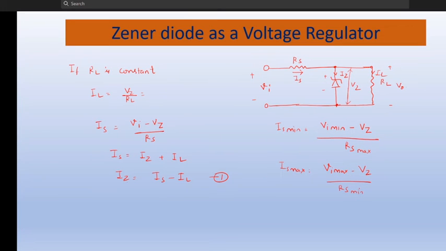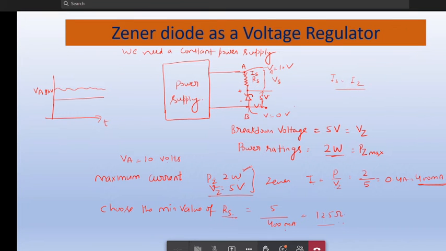I have taken one example. I have just written that if RL is constant, IL will be equal to Vz upon RL, and IS will be equal to Vi minus Vz upon Rs, if RL is constant, right? The same thing is written over here for IS min. The same thing we have discussed.